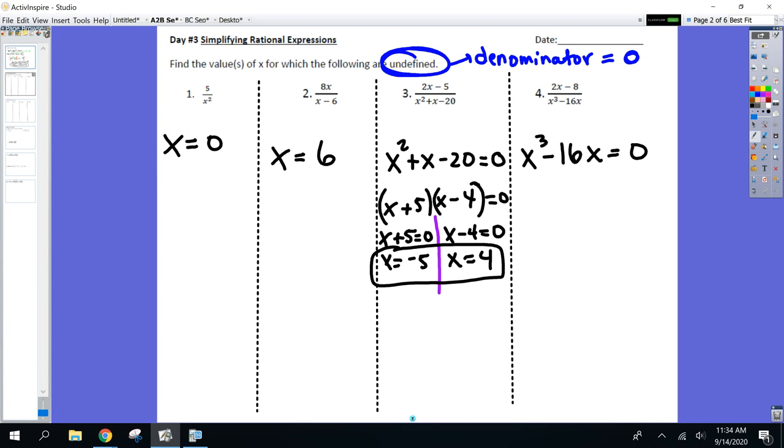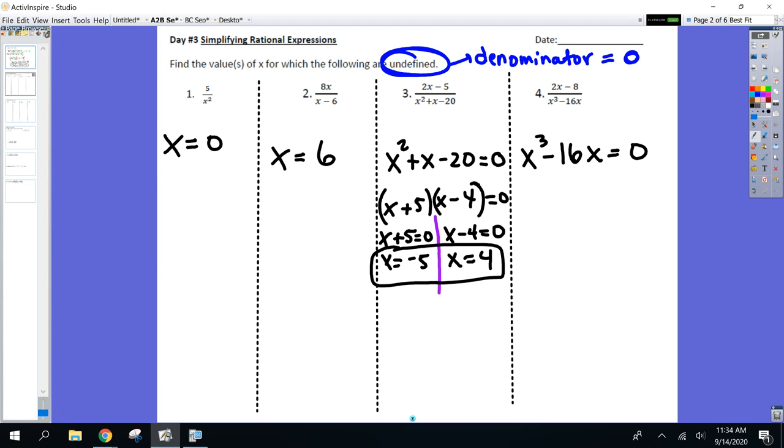What is the highest exponent up there right now? 3. You should get 3 answers at the end. Watch, ready? Last problem. What was the highest exponent? 2. And we got 2 answers. Whatever the highest exponent is, that's how many answers you should end up getting.